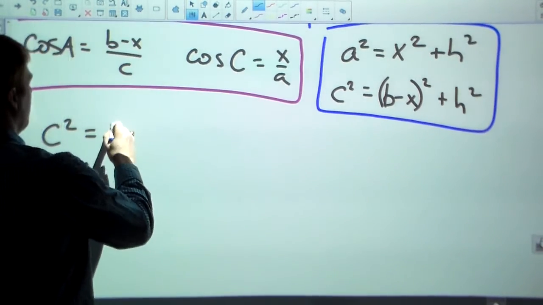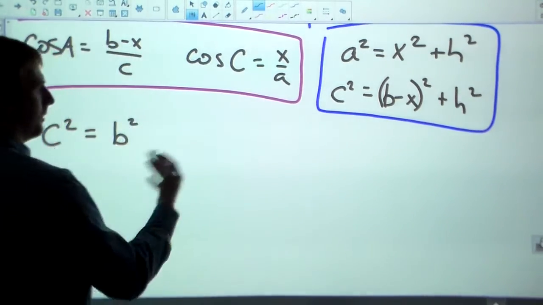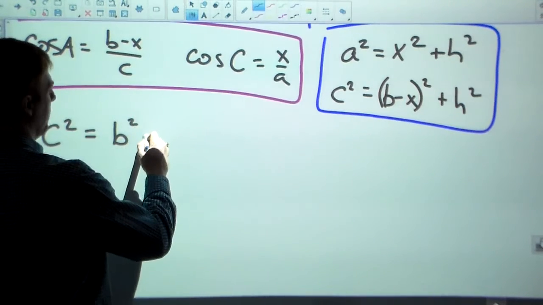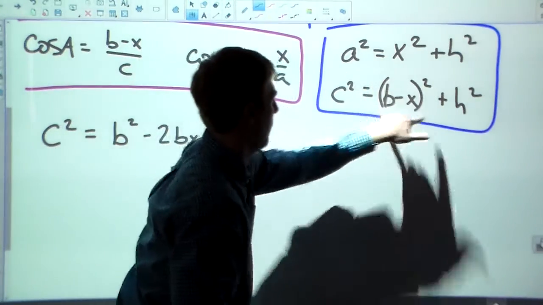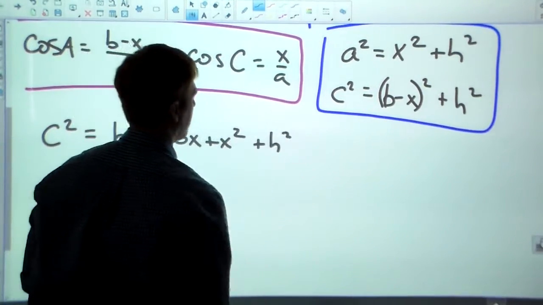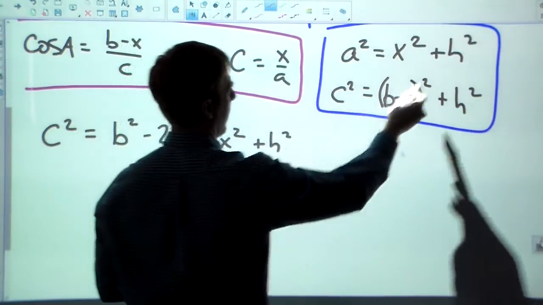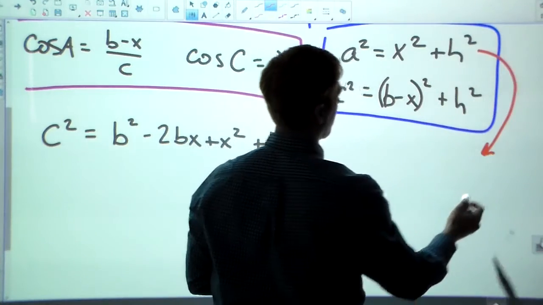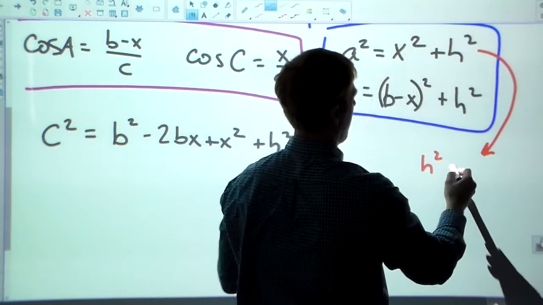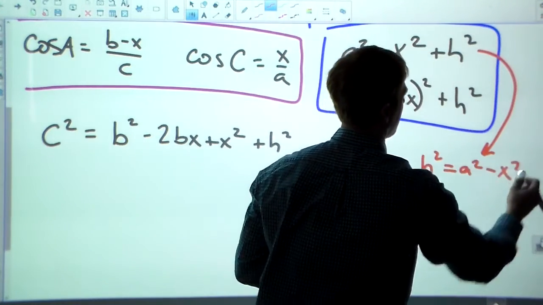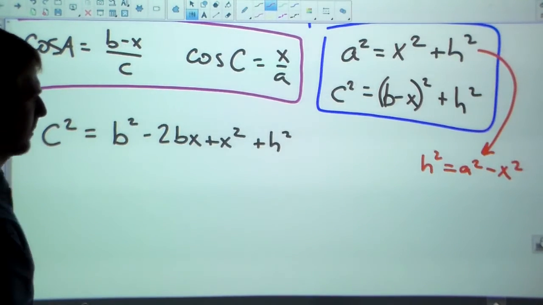So let's expand it. B minus X squared, well, that's B minus X times itself. You FOIL that out, or if you do the little binomial shortcuts, that's B squared minus 2BX plus X squared. That's what you're going to get when you FOIL this part. And then plus H squared at the end. Well, I know that H squared, I can solve for it over here. So I'm going to rearrange this piece. If I wanted H squared by itself, I would just have to subtract off the X squared on both sides. So H squared is really A squared minus X squared.